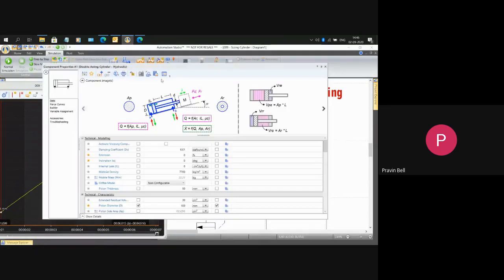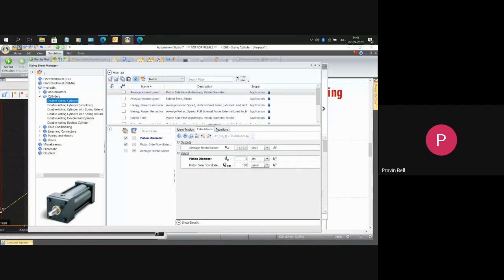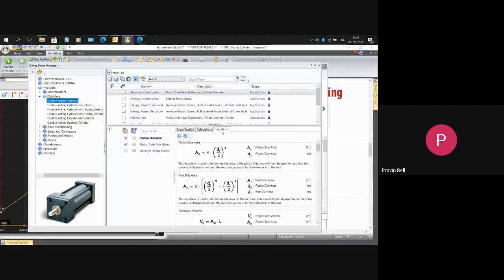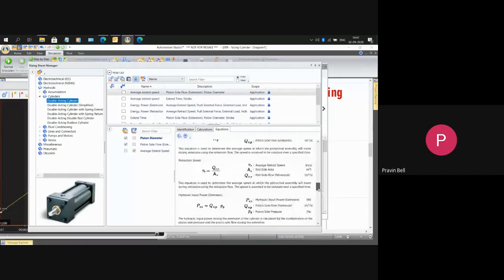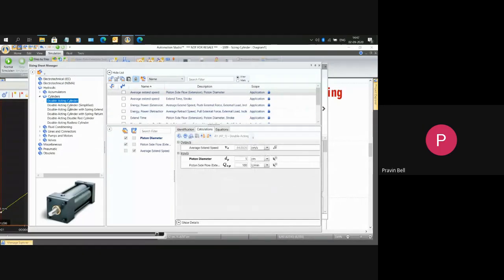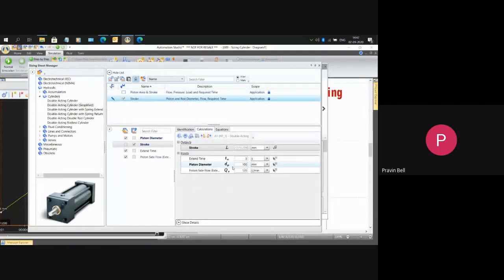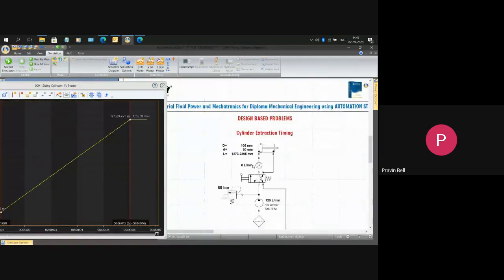If you want to see the sizing sheet manager here, these are the equations available. You can do very powerful calculations also. Also the equations which are used to solve in the background, there is a listing of these equations also available here if you want to refer to these. Otherwise you can directly select a particular equation, put in the values you know, it will automatically calculate the values you don't know, and you can solve your particular problems. So this is a piston extraction timing problem solved for 5 seconds.